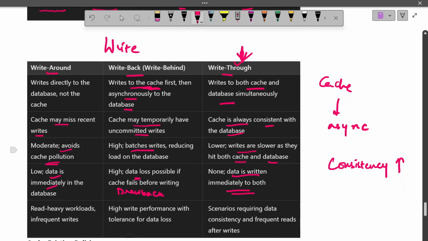When to use which one? The final question is, when you have read heavy workloads and don't have many writes, infrequent writes, use write around, because I am writing directly to the database. Mostly I am depending on reading, so I don't have much writes to take care of. In that case, I don't have to write to the cache every time, so I will be using write around. I can bypass the cache.